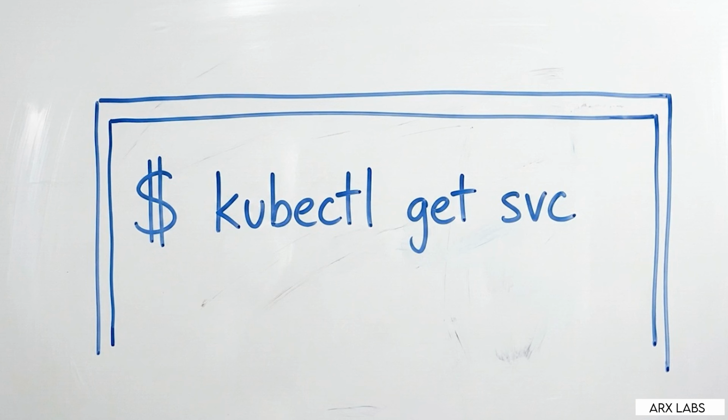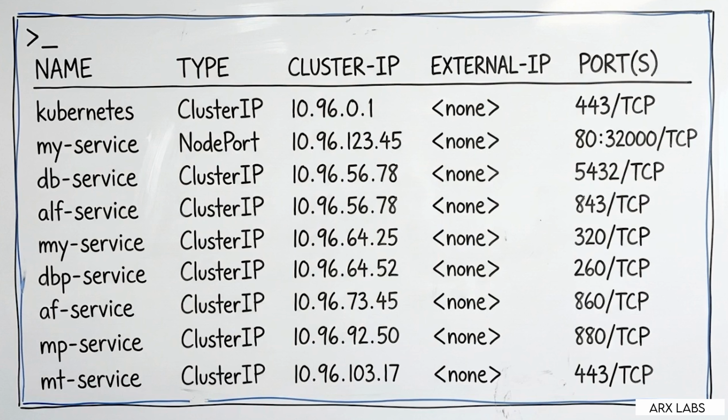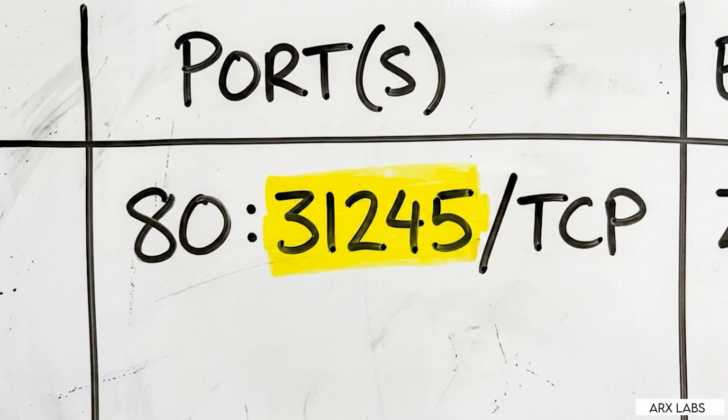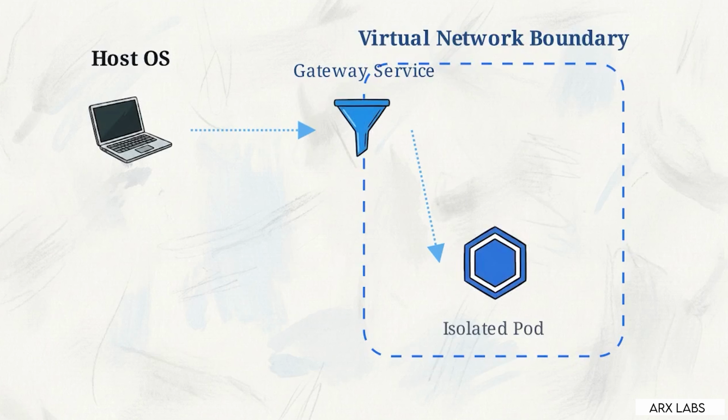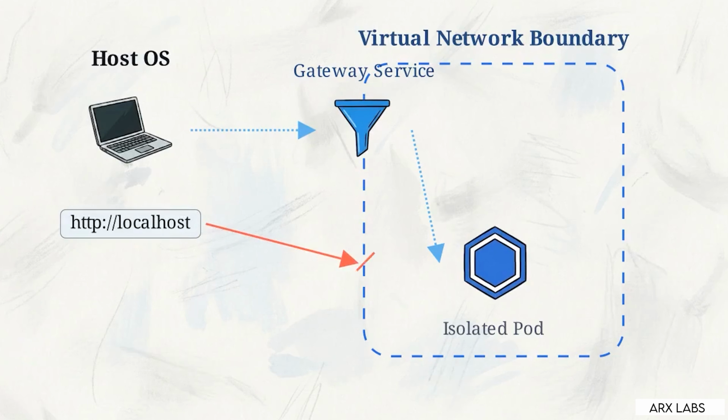To verify the bridge is active, run the command kubectl get svc. In the output, look for the external port assigned to your service. It will look like a mapping of port 80 to a random 5-digit number. Your application now has a monitored gateway routing external traffic directly into the isolated pod.